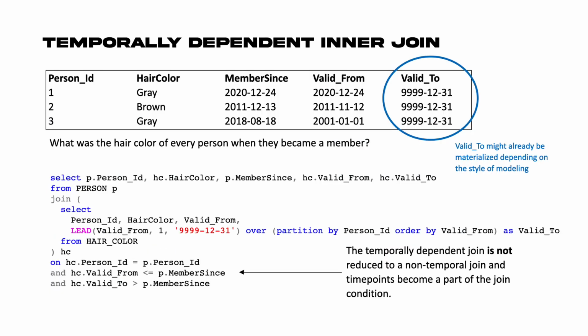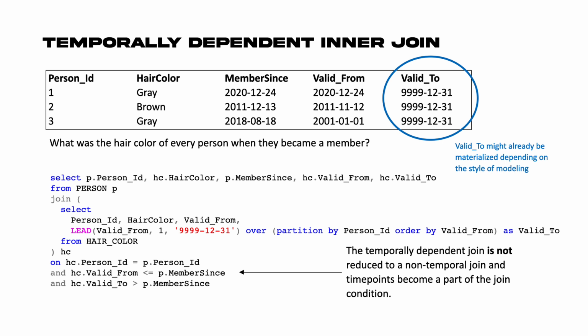So how would we normally approach this type of query? Well, one way to do so is to do a subselect from the hair color to get a range, a date range. So you not only have valid from, you also have valid to. And what you do is introduce that into the join condition itself.